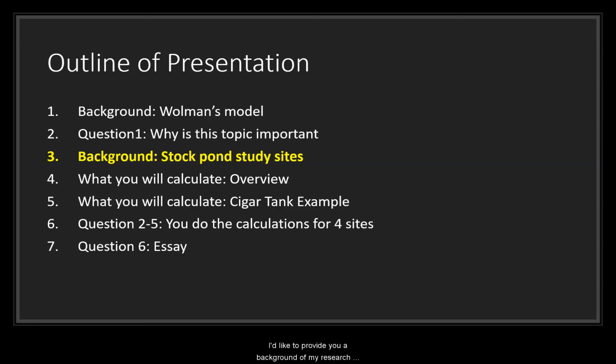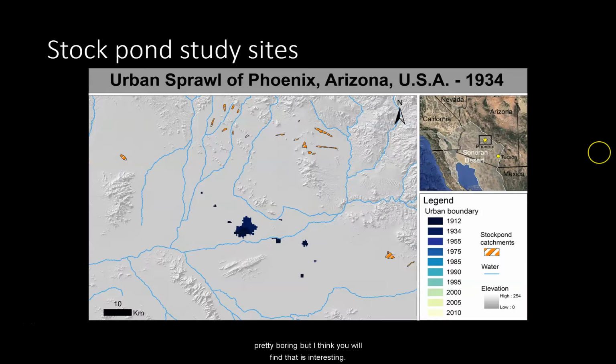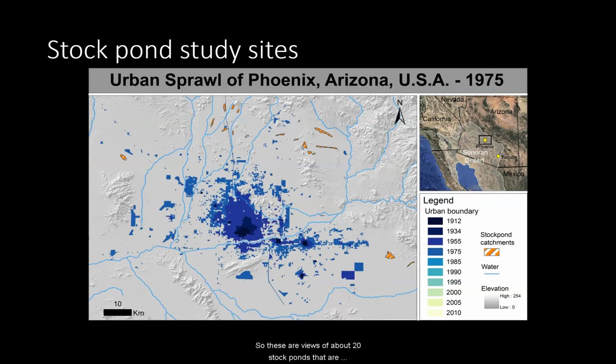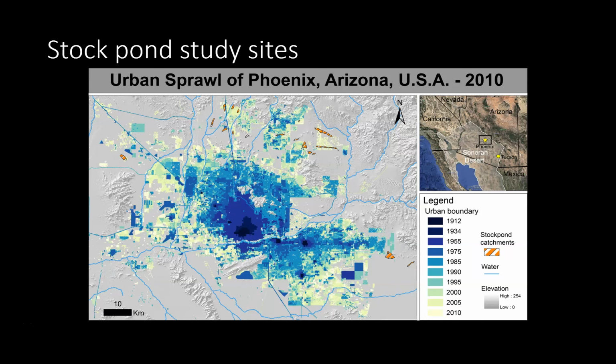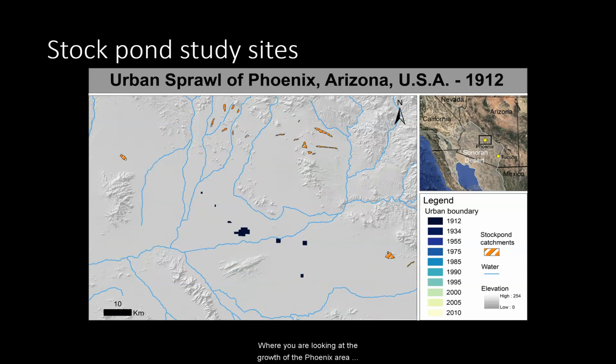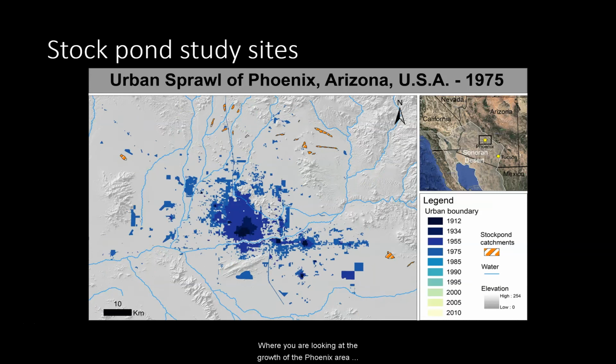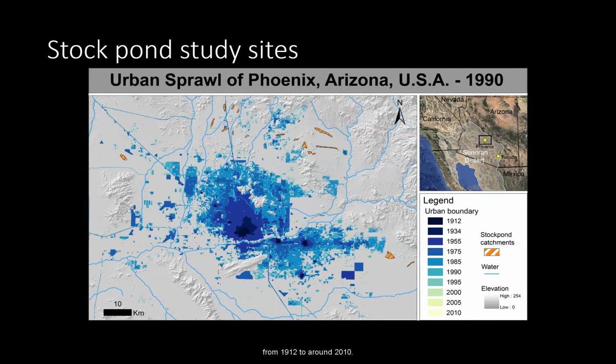I'd like to provide you a background of my research that set up this lab for you. It's basically a study of cattle stock ponds, and it sounds pretty boring, but I think you will find that it's interesting. So these are views of about 20 stock ponds that are scattered in the Phoenix metropolitan area.